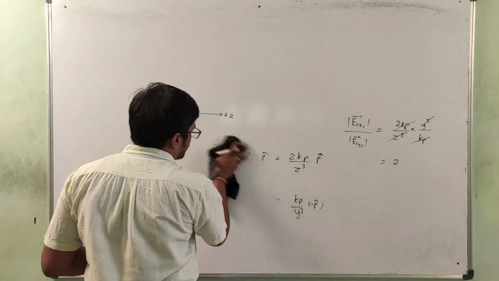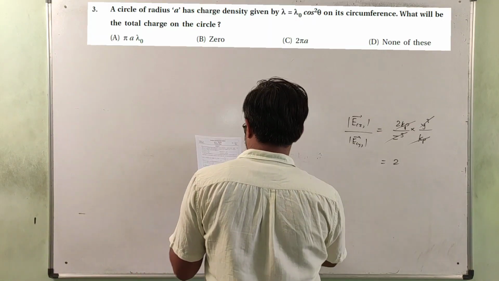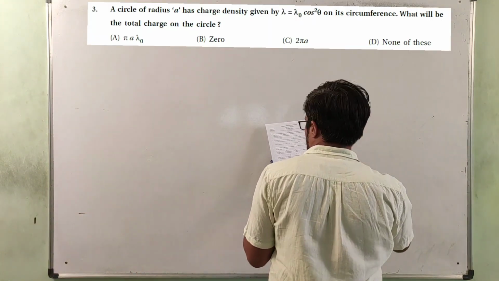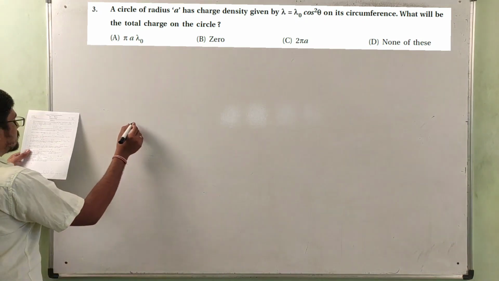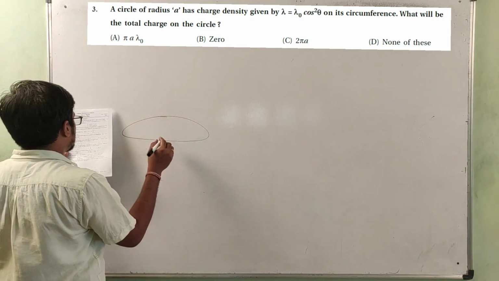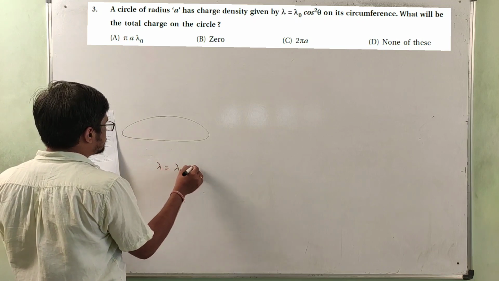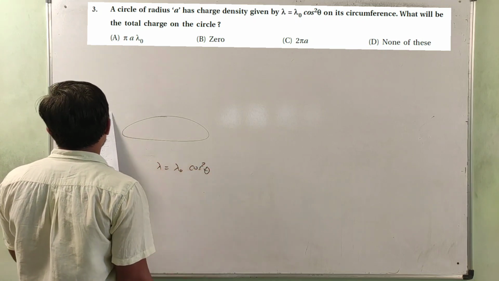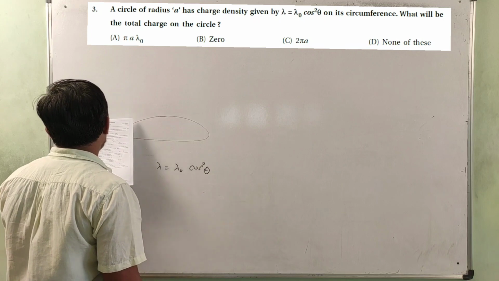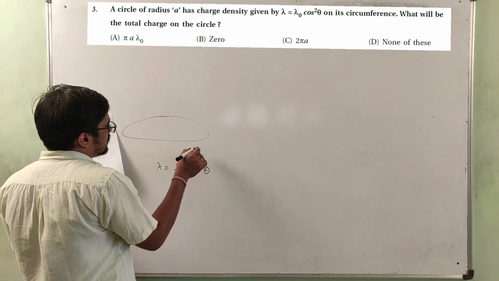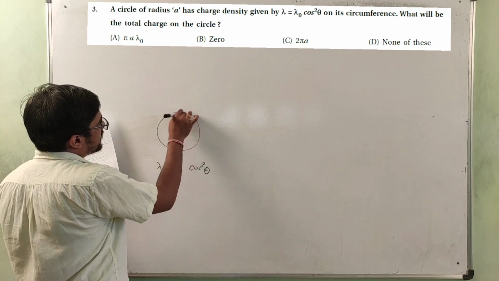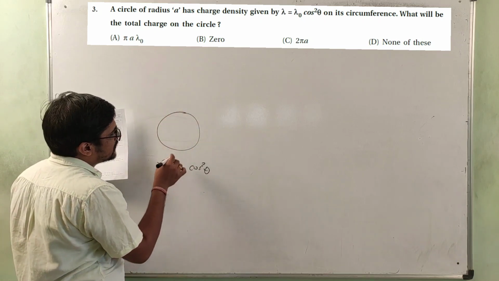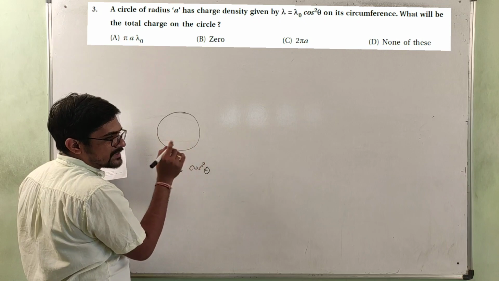Let's solve question number 3. A circle of radius a has charge density lambda. One circle is there and its charge density, meaning charge per unit length, is lambda cos square theta on its circumference. What will be the total charge on the circle? Here on the circle the charge density is varying with the angle theta. So different charges are present at different places.